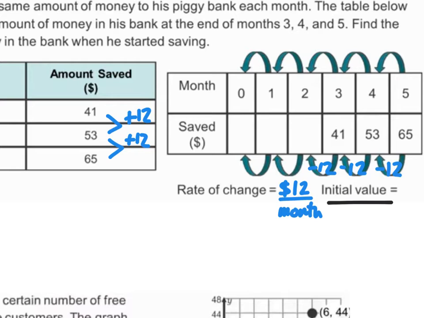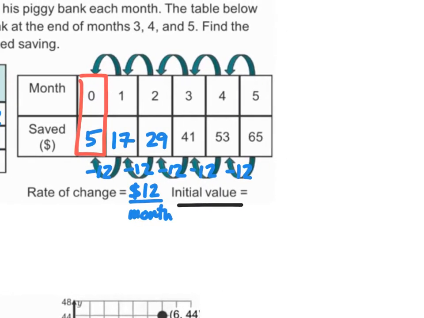So if I take 41 minus 12, that gives me 29. If I subtract 12 again from that, that gives me 17. And if we subtract 12 from that, that gives us 5. So the initial value, what we're looking for when the month is 0, is $5 saved. So my initial value, this number here, is $5, and that's that.